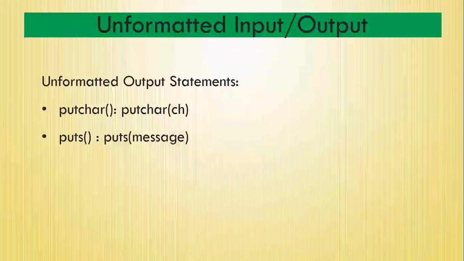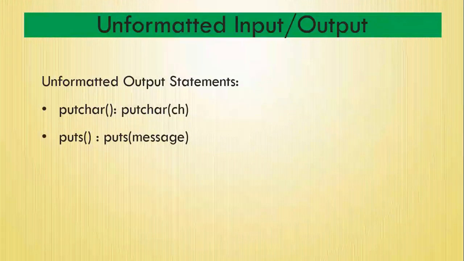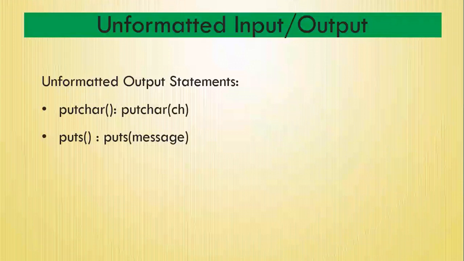Unformatted output statements are mainly concerned with displaying or printing the character data type on the monitor. The putchar and puts functions are used for this purpose. The following statements are required: putchar(ch) and puts(message) with a particular message. Both of these functions are defined under stdio.h, which means whenever you write a program, first you have to include the stdio.h file.